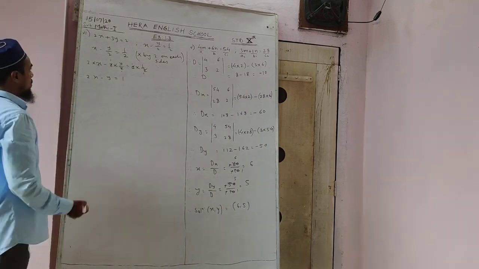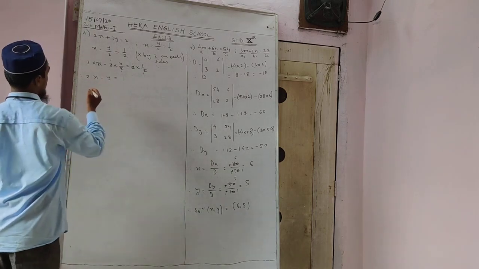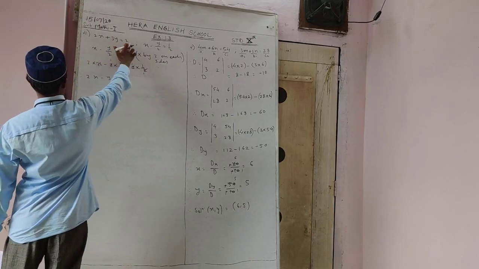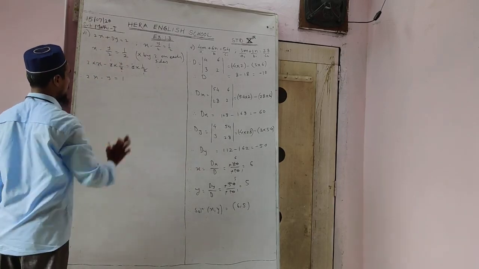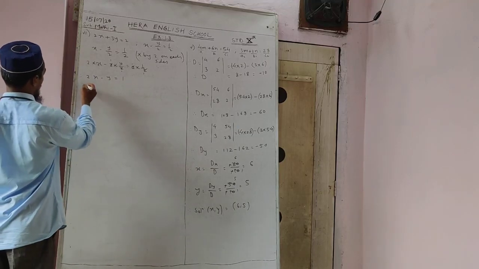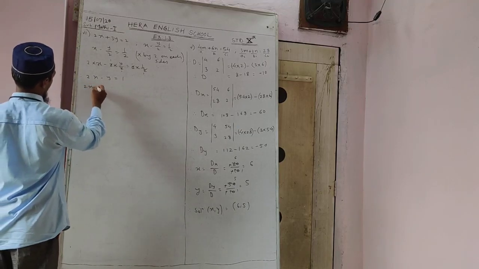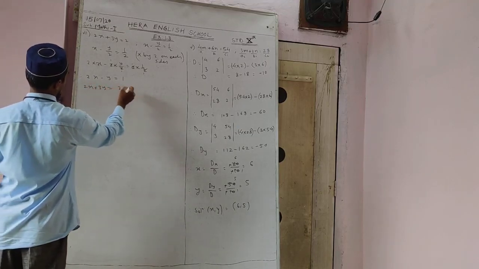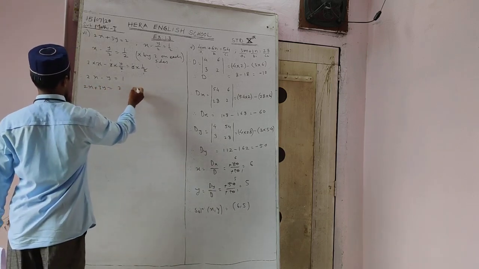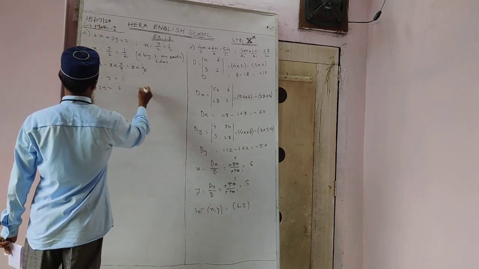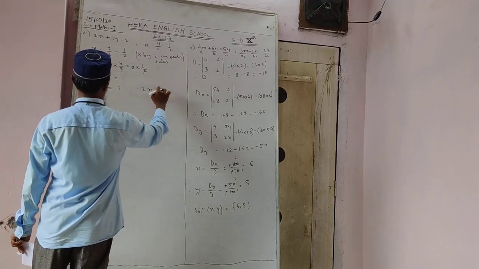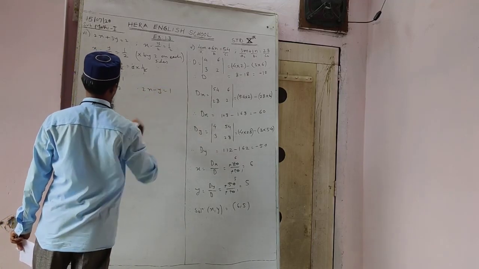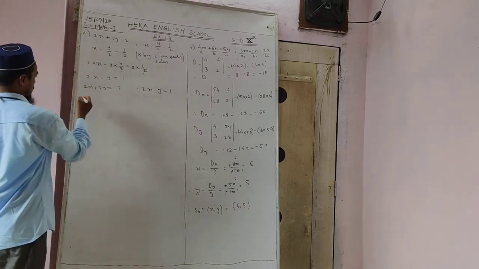Now we have already got the equations. The first equation is 2x plus 3y equal to 2, and the second equation is 2x minus y equal to 1. We'll write both the equations clearly. First 2x plus 3y equal to 2, and the second equation 2x minus y equal to 1.